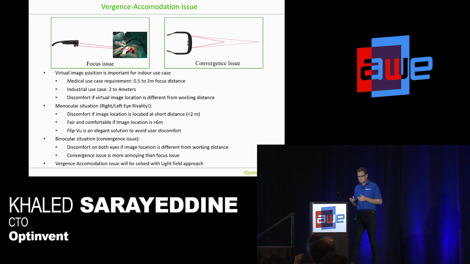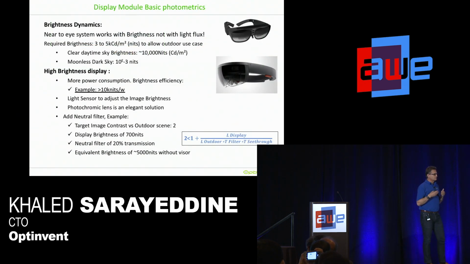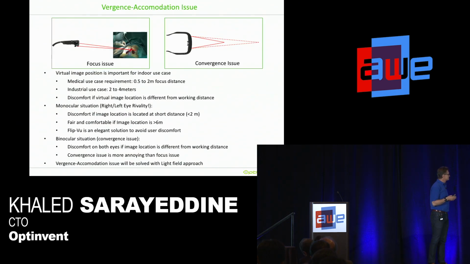Now, there's another issue, what we call the vergence accommodation issue. What that means: the image position for the eye is very important, depending on the use case. For a medical use case, sometimes the focus issue for the surgical field is between 0.5 to 2 meters. For the industrial use case in a factory, it's larger. It's about 2 to 4 meters. So if you don't adjust the focus, you have a discomfort, right? So here you have two situations.